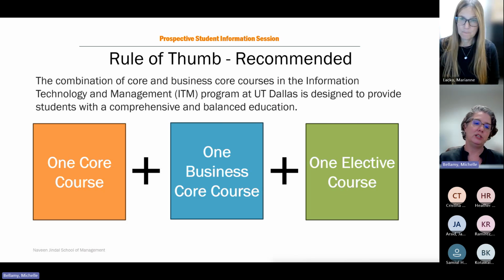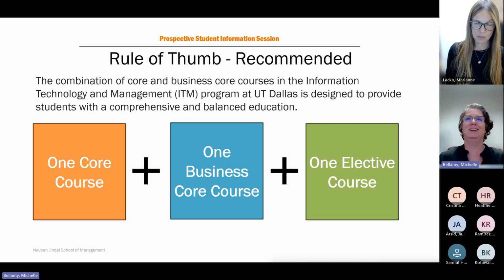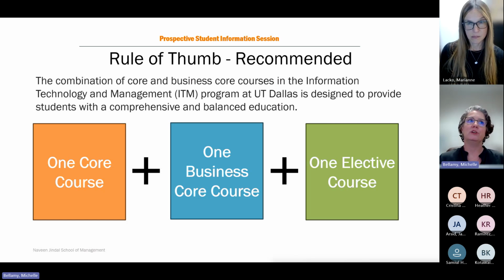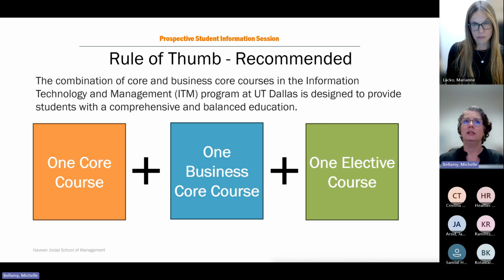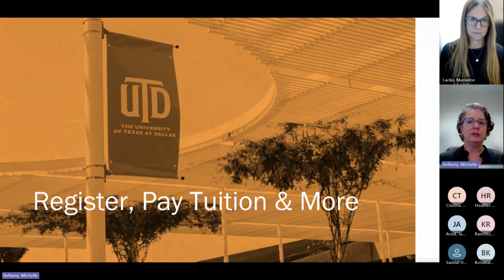The number one question I usually receive around registration is, what classes should I take? And that's kind of a difficult question to answer because everybody's interests are different, and because our degree is so flexible, there are so many different options to go through. So we have this rule of thumb that says each semester you should take one core course, one business core course, and one elective of your choice. That way you stay on track with completing your core courses and your elective courses on time. So now you're ready to go.